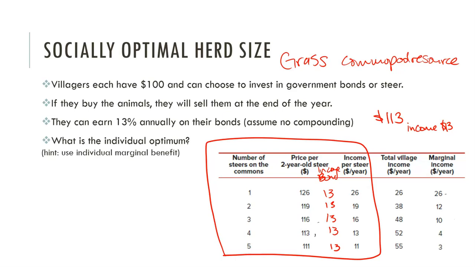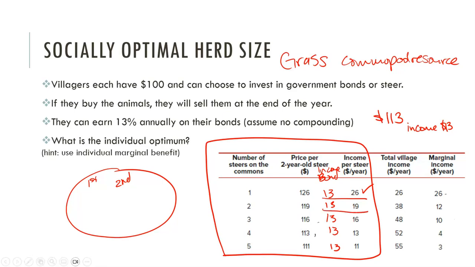So the first person, there's no animals yet. Will the first person put their cow on the field? Yes, because 26 is more than 13. What about the second guy? Will the second guy put his cow on the field? Yes, because 19 is more than 13. So yes. What about the third one? 16 is still more than 13, so the third one will.